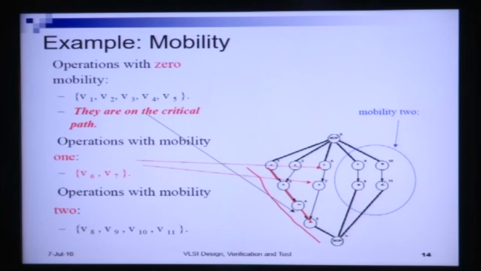Similarly, the 4 operations 8, 9, 10, 11 have a mobility of 2. Why? Because it is easy to see 8 can be scheduled in time step 1, 2 or 3, 9 can correspondingly be scheduled in time steps 2, 3 or 4, 10 can be scheduled in time steps 1, 2 or 3, and 11 similarly can be scheduled in time steps 2, 3 or 4.